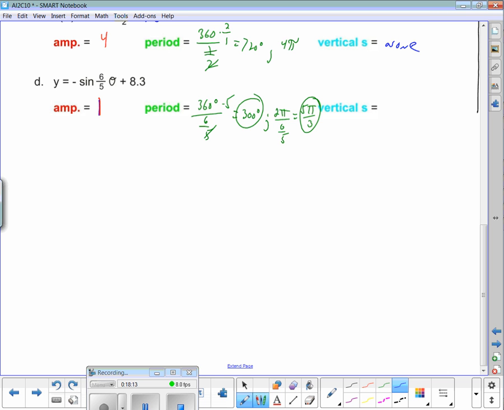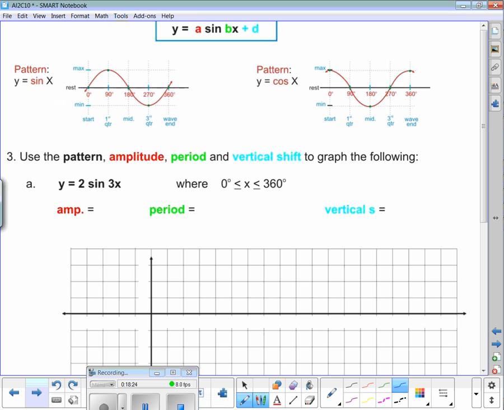All right, vertical shift, Sammy. Up 8.3. Right. Again, you're definitely going to have to do that on Thursday's test, no doubt about it. You're going to have to do that on homework tonight.